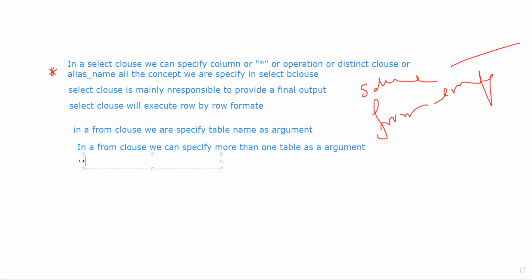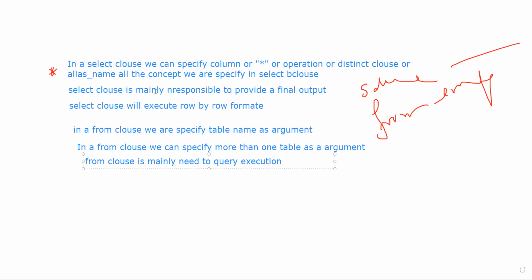From clause is mainly needed for query execution. Query execution. Okay. There are three characteristics in from clause.